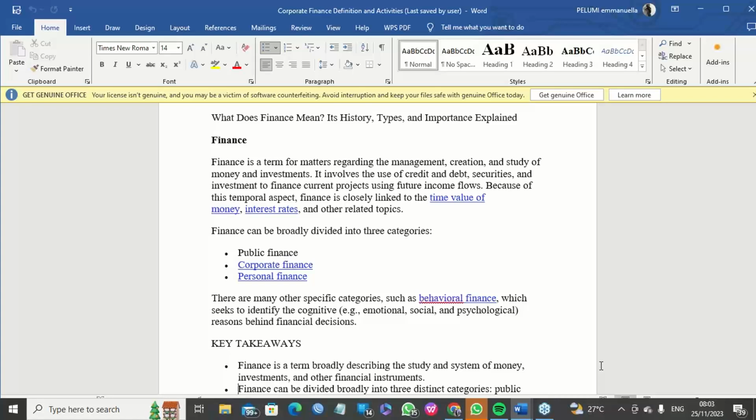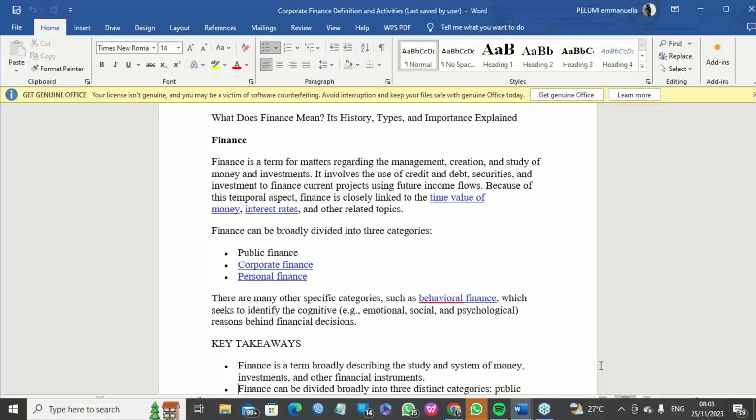The definition of finance says that finance is a term for matters regarding the management, creation, and study of money and investment. It involves the use of credit and debits, security and investment to finance current projects using future income flows. Because of these temporal aspects, finance is closely linked to the time value of money. So when we talk about finance, we talk about the time value of money, what money is, and we all know money is a legal tender.